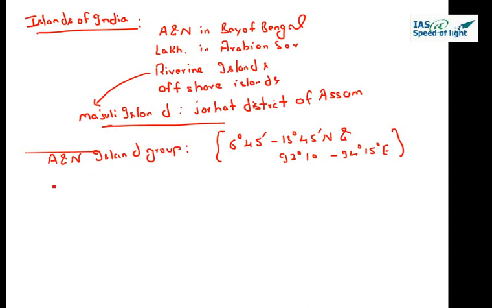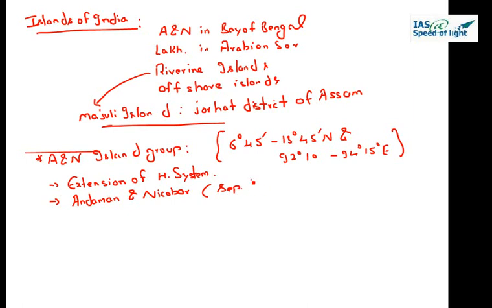So first thing what we can write is extension of Himalayan system and Arakan Yoma range of Myanmar. Two island groups, particularly Andaman and Nicobar, separated by 10-degree channel.